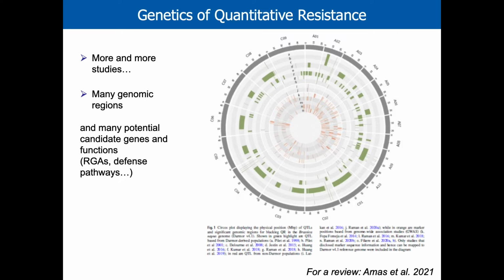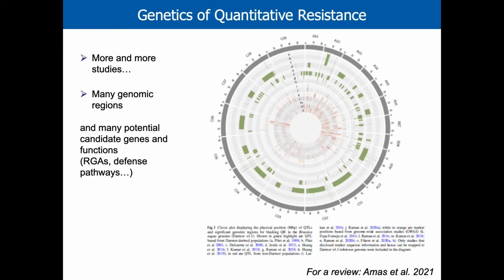From year to year, more and more studies have been published. Many genomic regions were shown to be involved in quantitative resistance. Some QTL were derived from Darmor, here in green, and other QTLs were identified in other resistant parents, here in orange. You can have a look at Amas et al. 2021 for a review from which this figure is taken.